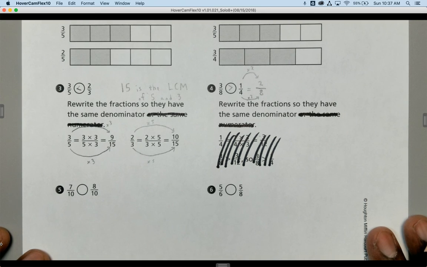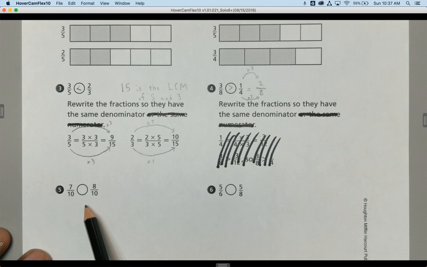Number 5, the denominators actually already match. So we simply see that 7 is less than 8. Done.